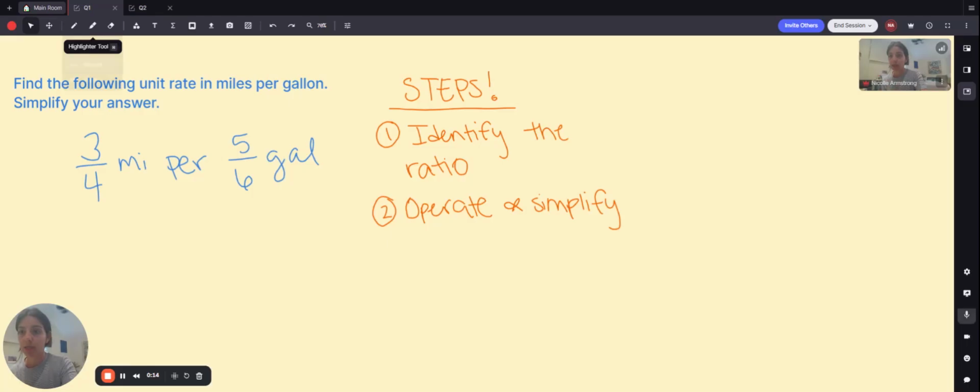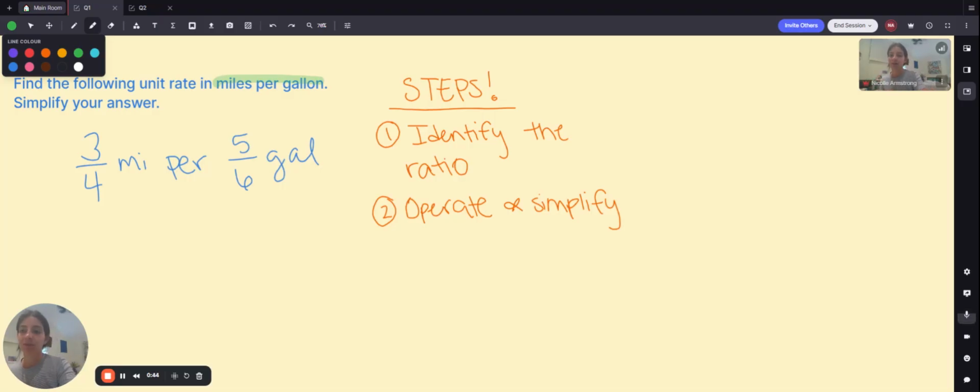So we have to find the following unit rate in miles per gallon. The key word here is miles per gallon. When it comes to unit rate, we want to respect how the question is given to us in terms of the quantities. So we're going to operate in miles per gallon. Our first step is to identify the ratio. What does the ratio actually mean? And then our second step is to operate and simplify our answer as much as possible.